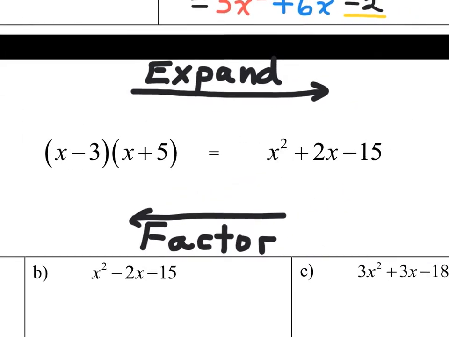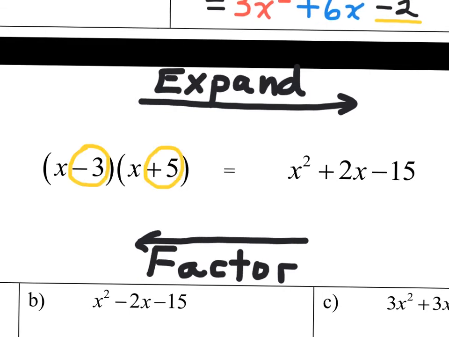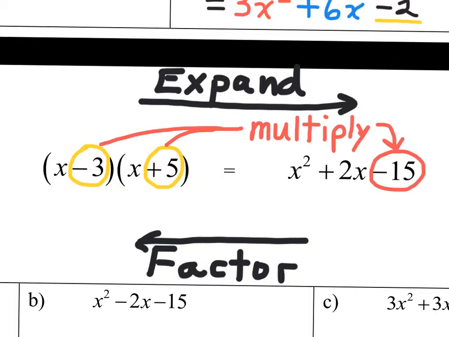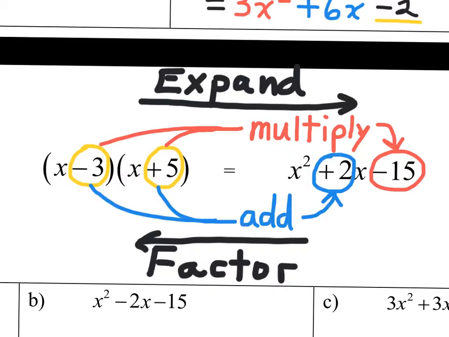Well, I want you to notice this relationship. If we look at the numbers inside the brackets, -3 and +5, those multiply to -15. If we take the numbers in the brackets and add them together, -3 plus 5, we end up with +2. You need to keep this pattern in mind as we go to the next examples. The numbers in the brackets always multiply to the last number in the expression and add to the middle number.